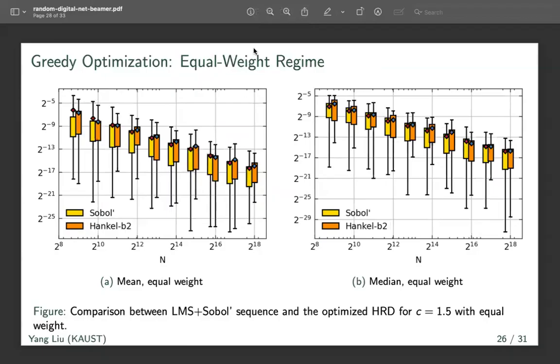And we also tested in this equal weight regime, that is, all the dimensions are treated equally. Then in this case, we observe that the behavior of the Hankel random design is similar to this Sobol sequence.